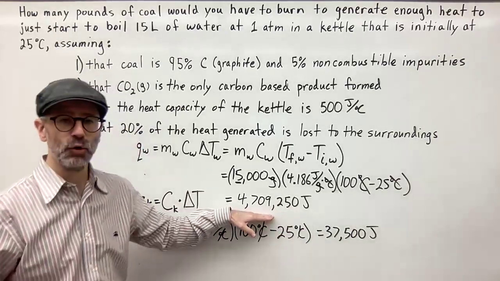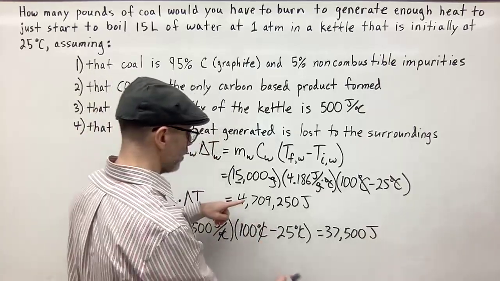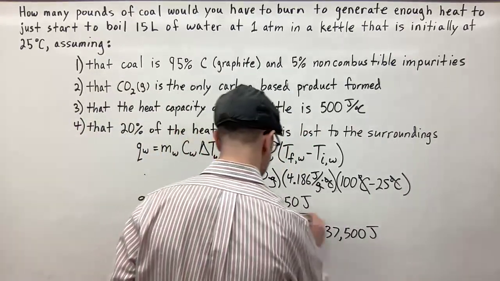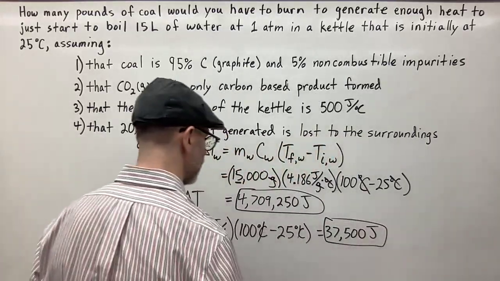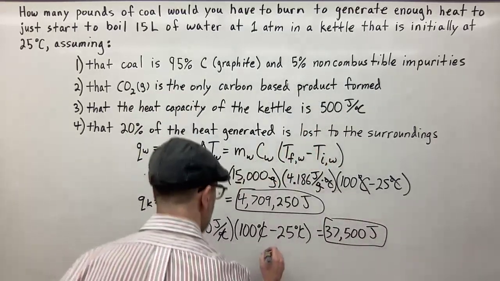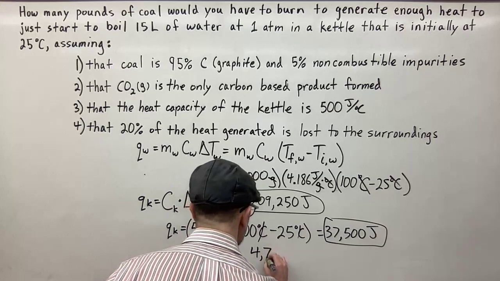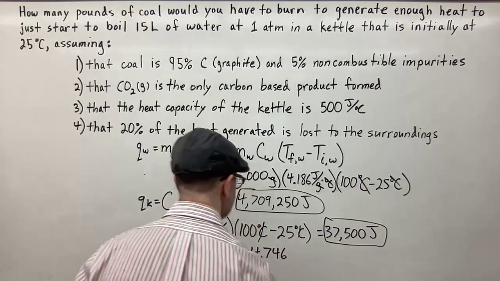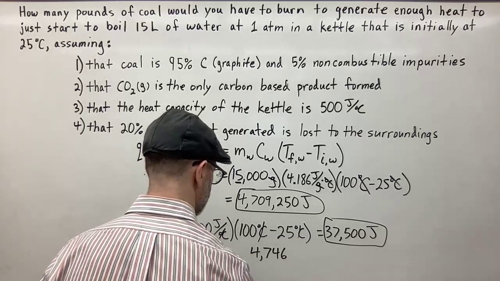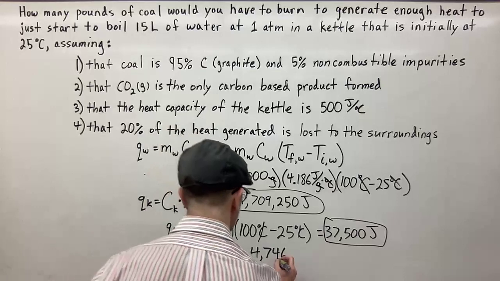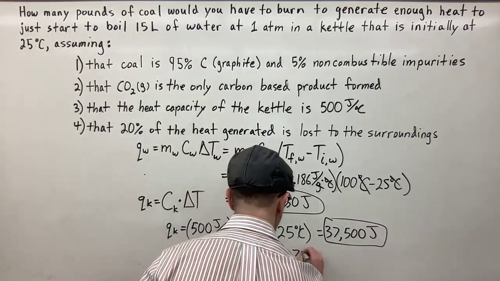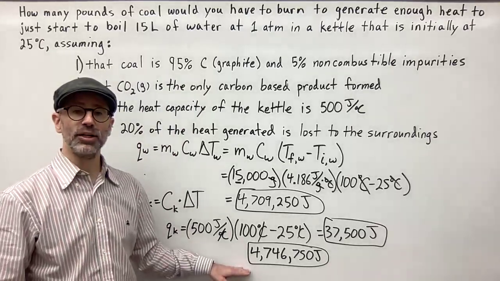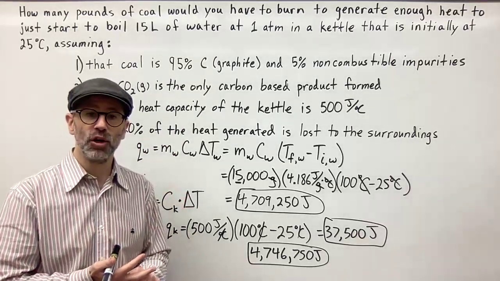This is the amount of heat absorbed by the water. Let's add those together. So I'm going to add this together, just to be clear, and this together. So when I add these two together, I'm going to get 4,746,750 joules of energy. Okay, so this is the amount of energy that was absorbed by the kettle plus the amount of energy absorbed by the water.